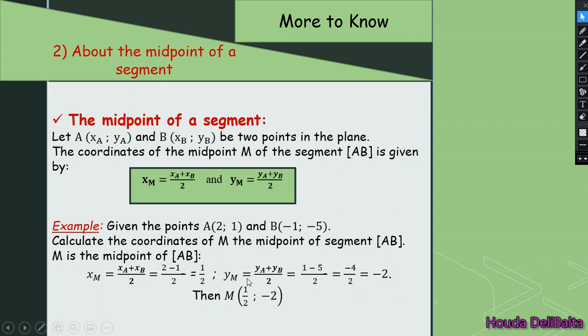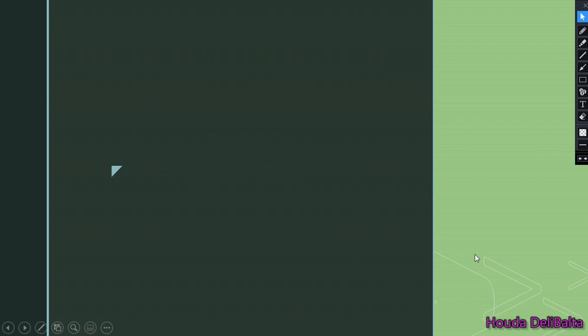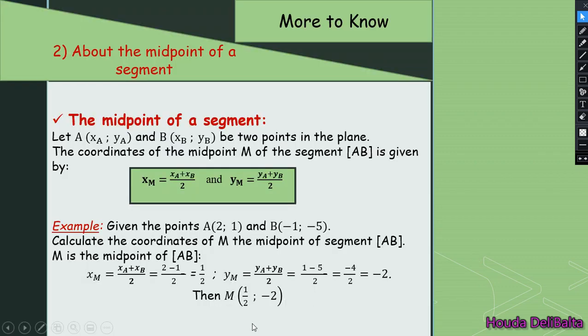Now Y of M, applying the rule, is YA plus YB over 2. What is YA? It is 1. And YB is minus 5. Then 1 plus minus 5 is 1 minus 5 over 2, which is minus 4 over 2, which is minus 2. And by this, we find the coordinates of M, the midpoint of the segment AB, and they are 1/2 and minus 2. This is for the abscissa, and this is for the ordinate.